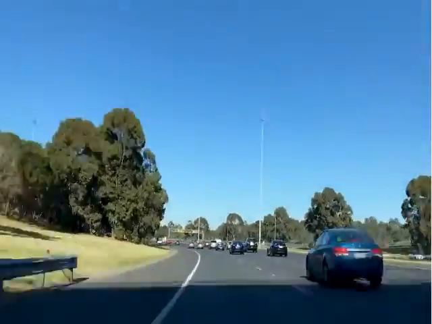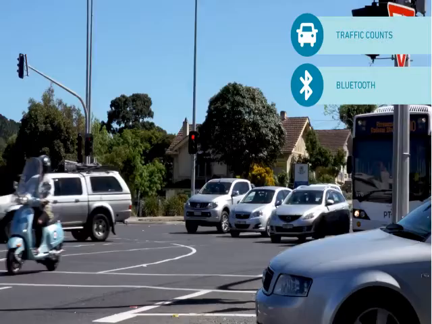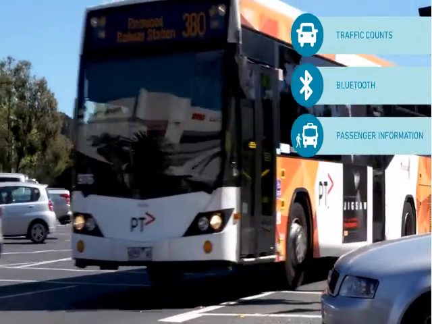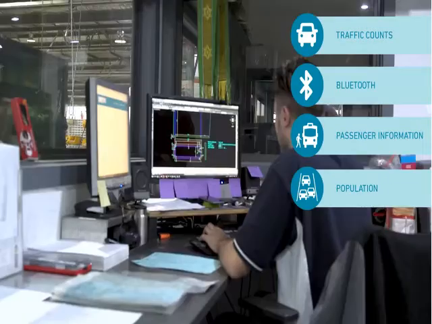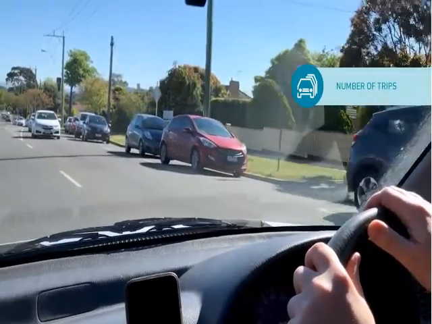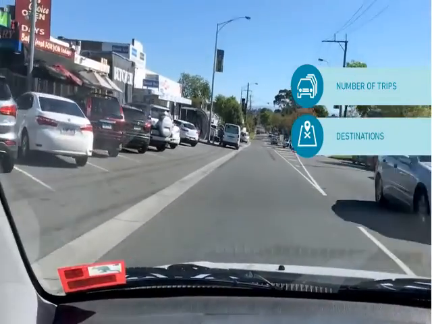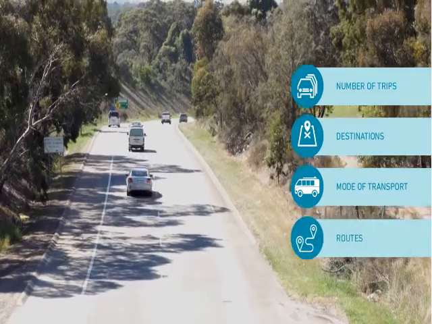We collect information from VicRoads, such as traffic counts, and new technologies such as Bluetooth. PTV provides us with passenger information, and the Australian Bureau of Statistics provides us with population, employment and school enrolment information. So we look at four main ways that we use this information within the modelling. The number of trips, how many trips people make, where they go to and from, what mode they take, if they're taking public transport or car, and which route they then take.